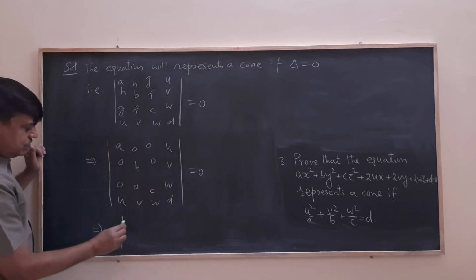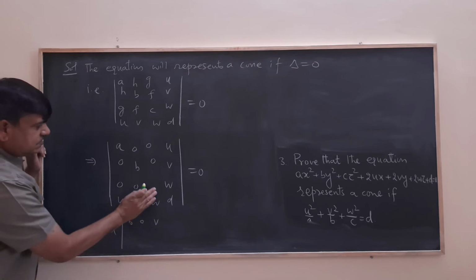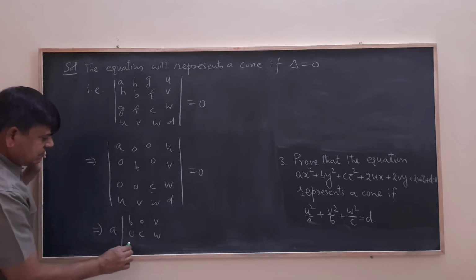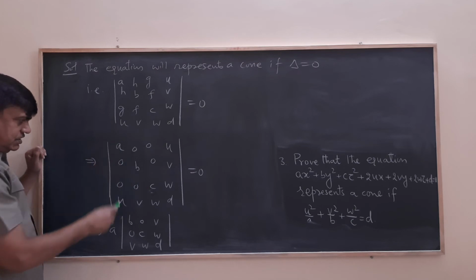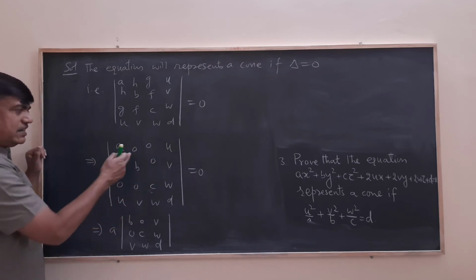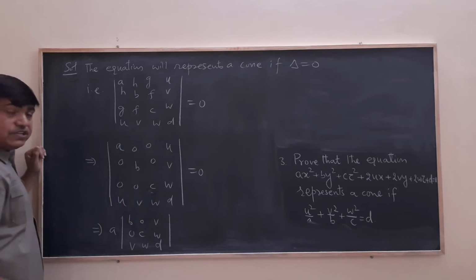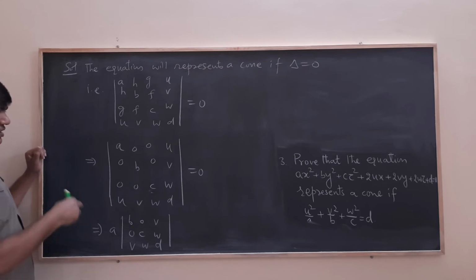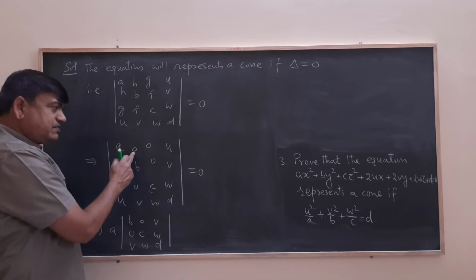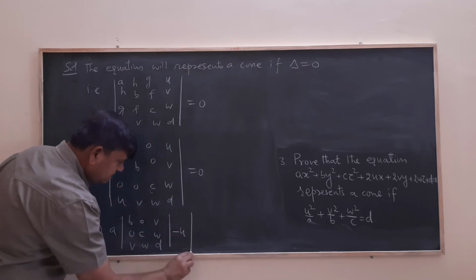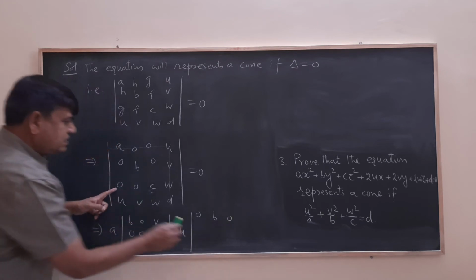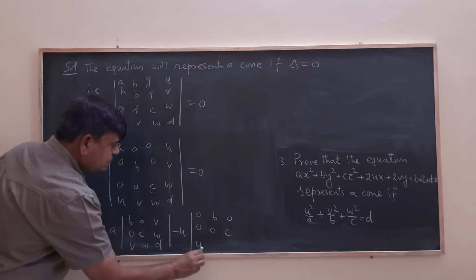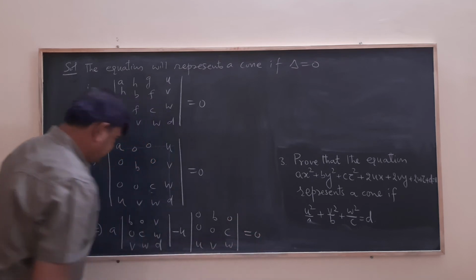A times this one, and this row and column is out, so what's left is B, 0, V, 0, C, W, V, W, D. Expanding along the first row, the second element is 0, the third element is also 0, so 0 times whatever the remainder will be 0. With respect to this one we use positive sign, then negative, then positive, then negative, so it is minus U times what is left: 0, B, 0, 0, 0, C, U, V, W. This equals 0.